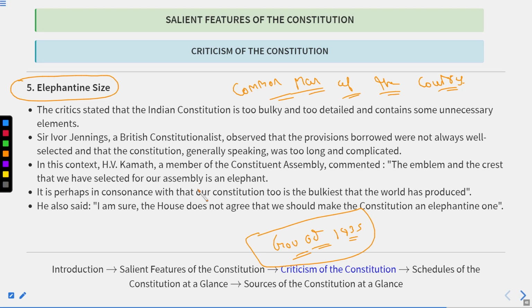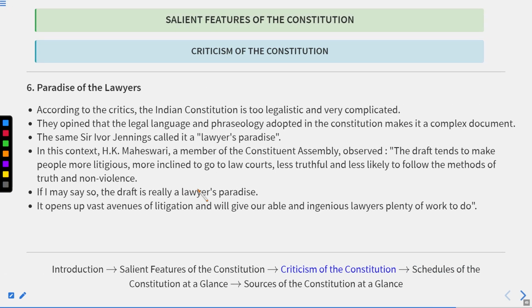It is perhaps in consonance with that our constitution too is the bulkiest that the world has produced. Also said, I am sure that the house does not agree that we should make the constitution an elephantine one. They all were claiming that the constitution is too long and too large for a normal country. Thereafter, paradise of the lawyers.